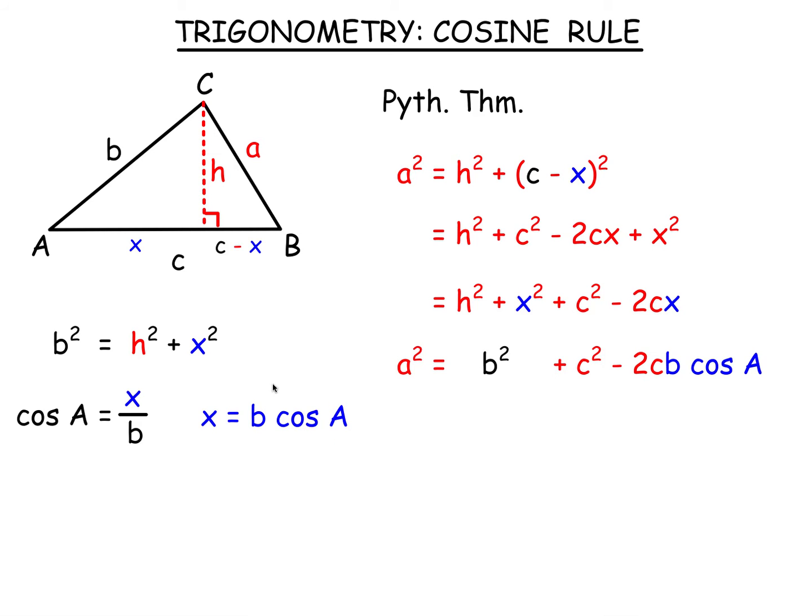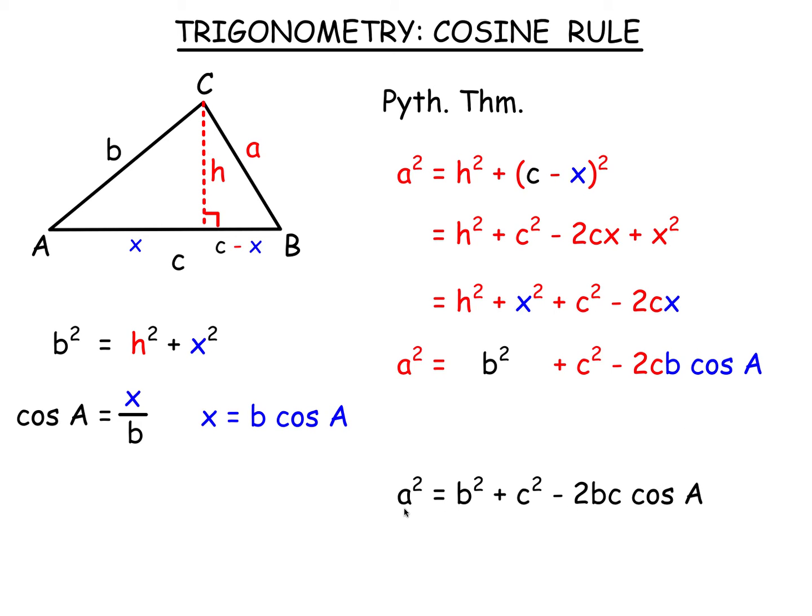And there it is. A squared equals B squared plus C squared minus, and this is 2CB cos A, so we'll just change that to 2BC cos A, and that's the usual form of the cosine rule. A squared equals B squared plus C squared minus 2BC cos A.